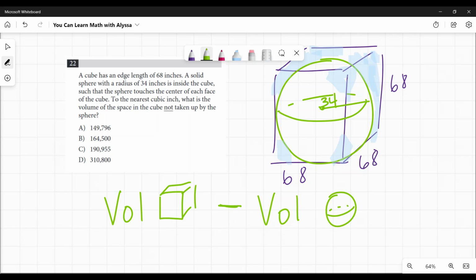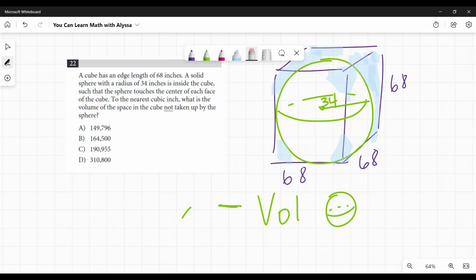So again, volume of the cube is going to be length times width times height, or side cubed. You might see it represented either way in your math book. In this case, it would be 68 times 68. Wow, that did not write that well. Times 68.